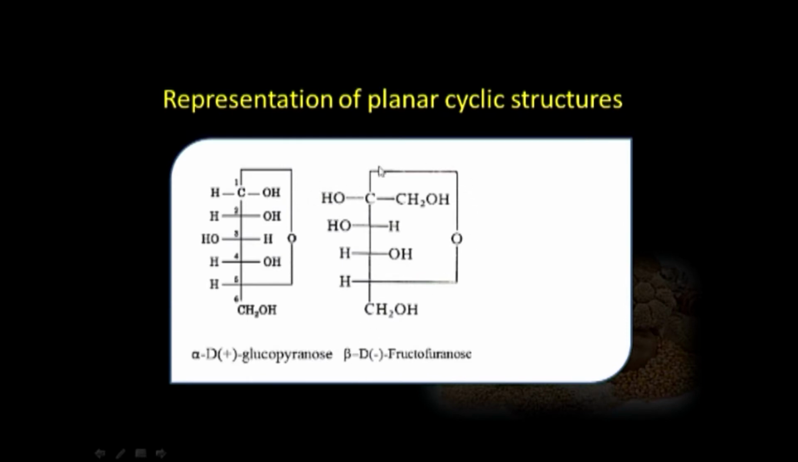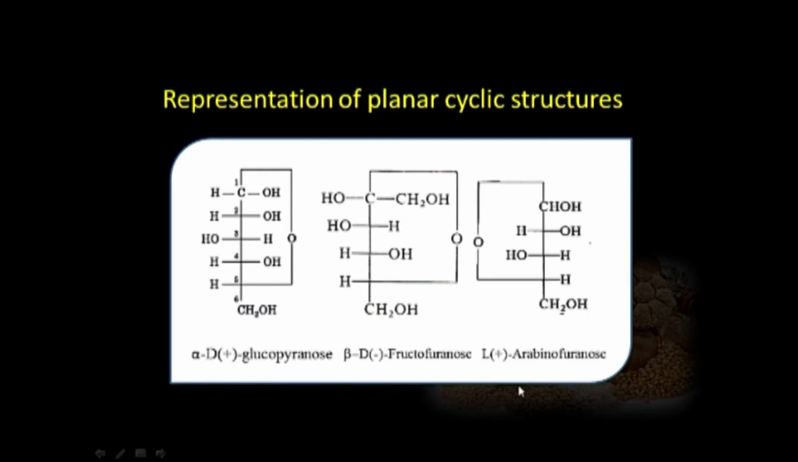The 5-membered ring structure is furanose, from furan, a 5-membered ring, so it is called furanose. It is a levorotatory compound belonging to the D series, and in the D series the hydroxyl on this carbon is on the right side. So, that is why the ring is shown from the right side. Whether the compound is levorotatory or a beta anomer, it does not affect the drawing of the ring.